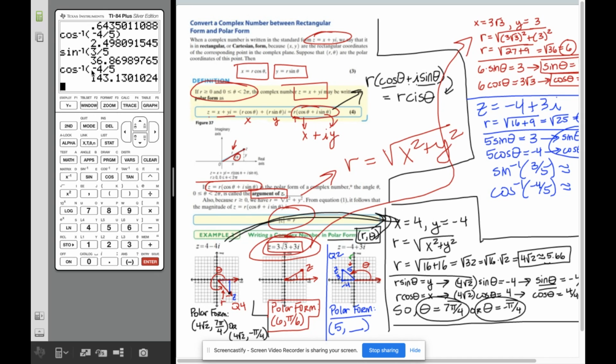Okay, so that's 2.5 in radians. That's about 143 or so degrees. And this would be 0.64 in radians. And that's about 36.9 degrees.